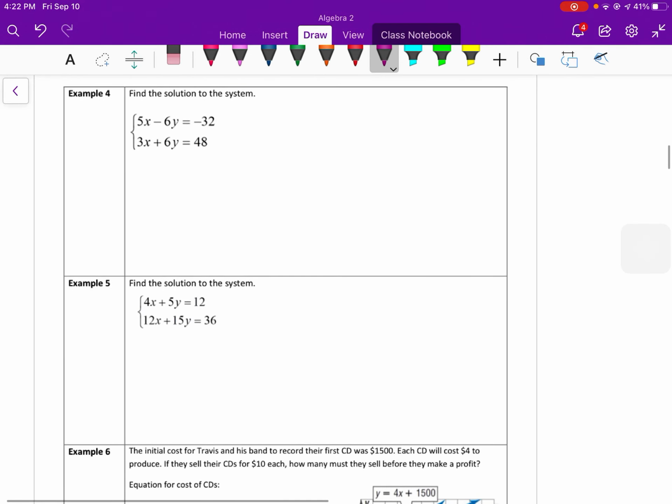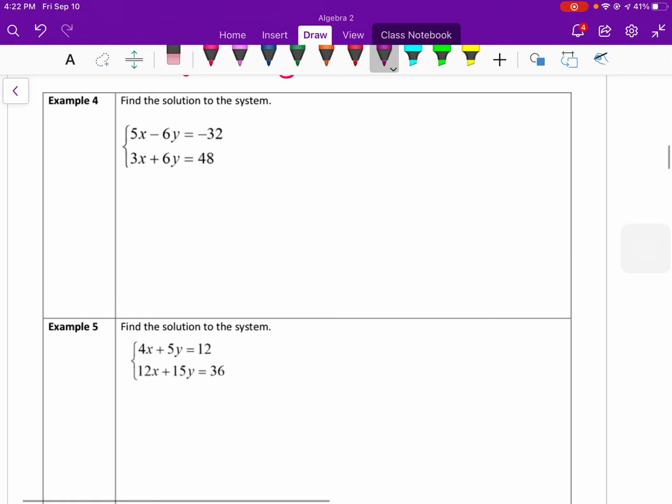All right. Notice how this one is set up. They are both in standard form. We have an x plus a y equals a constant, x plus a y equals a constant. So this one's set up perfect for elimination.